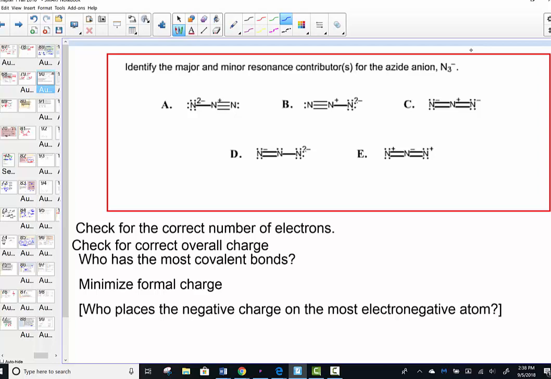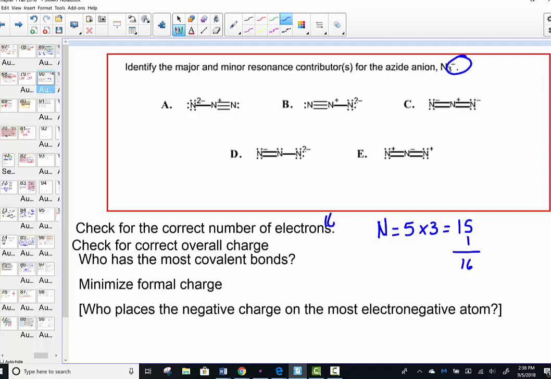One of the strategies with a multiple choice question is that you can quickly eliminate some of these choices with some quick math. For example, nitrogen lives in group 5, so each nitrogen is going to contribute 5 electrons, so that's 15. The -1 charge says you have an extra electron, so I have to have 16 dots.